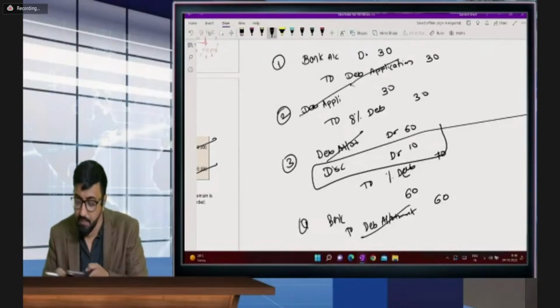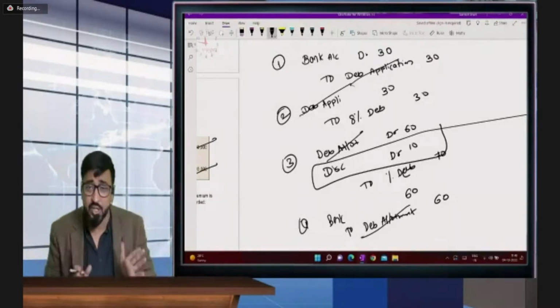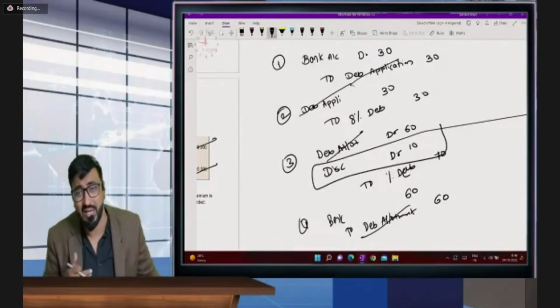Okay. Pushdeep, thank you, beta. You made it very easy. It's like shares: application, allotment, first call, second call. And here only allotment.